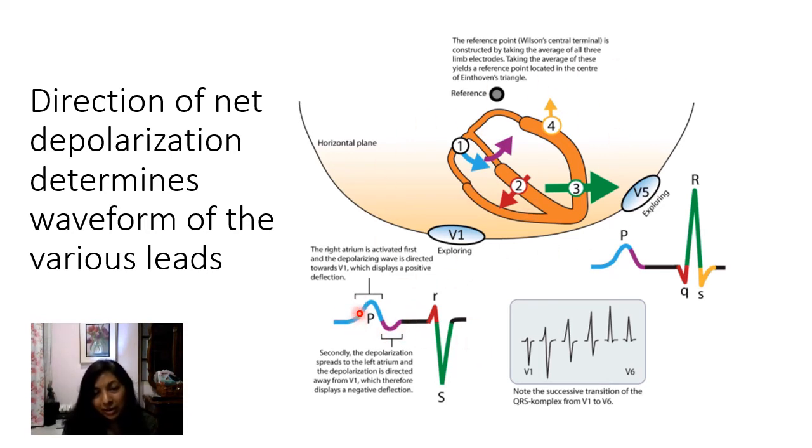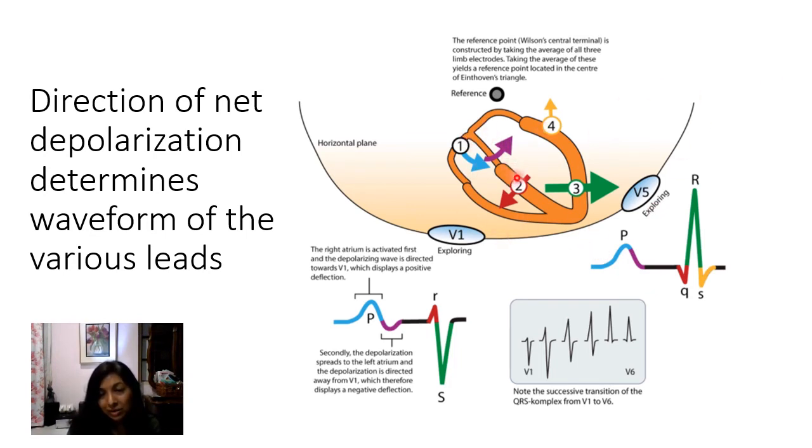So with V1 you can see as the depolarization moves from the SA node downwards, it's actually moving towards V1 and also towards V5. So there is this net depolarization upwards. But as it moves away from V1 and towards the left atrium, you can see there's a downward dip. Whereas over here, it's more of a smooth up and down. There's no downward dip because it's moving towards the direction of V5.